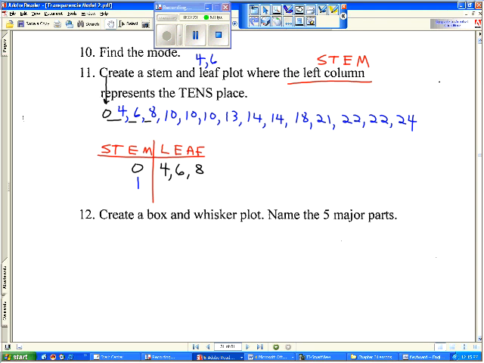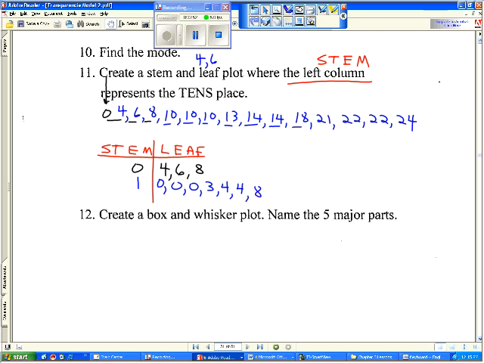So now we're going to put all the numbers that have a tens place of 1 together in order from least to greatest. And so we have a 10, which is 1 ten and 0 more, 1 ten and 0 more, 1 ten and 0 more, 1 ten and 3 more, 1 ten and 4 more, 1 ten and 4 more, 1 ten and 8 more.